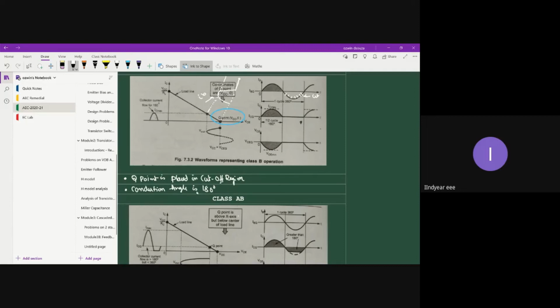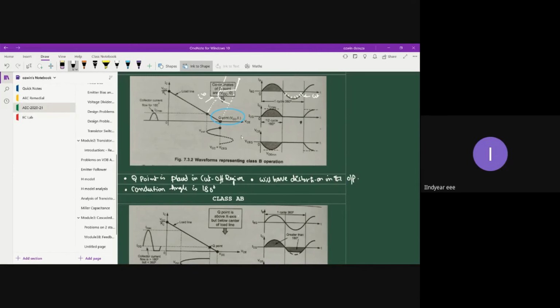So the conduction angle is 180-degree for a class B power amplifier, and the location of the Q point is at the cutoff region. Due to which your waveform will have distortion in the output.